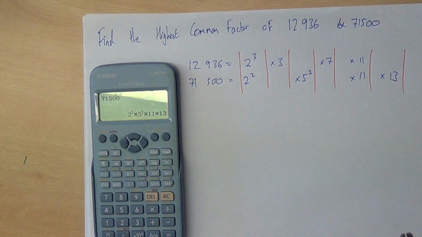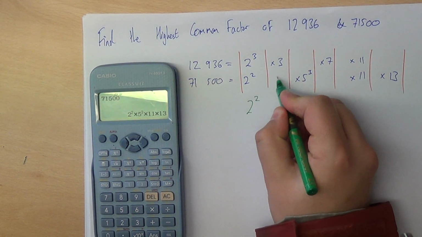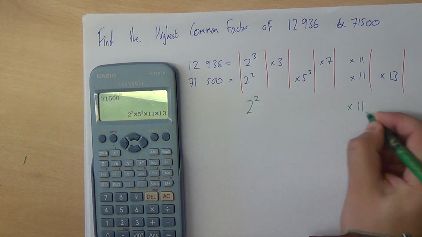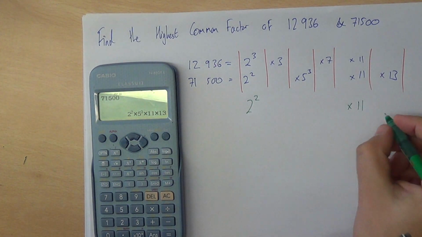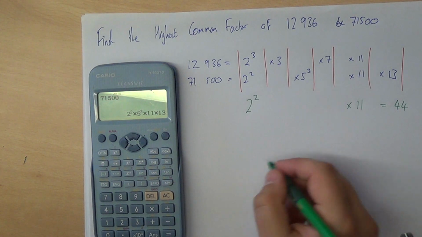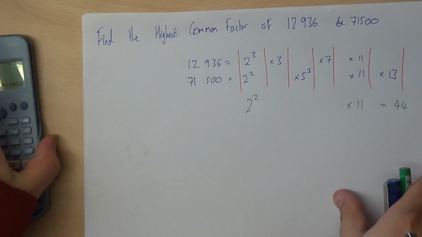So all we're going to do is just select the smaller of each all the way along. So we're going to get 2 squared, 3 and nothing, or 1, nothing, nothing and the 11. So the only things they share are some 2's and an 11. So the highest common factor of these is 44. 2 squared times 11 is 44. Okay? So that's not too terrifying. It might be quicker than drawing a Venn diagram every time, so it's an option you have.